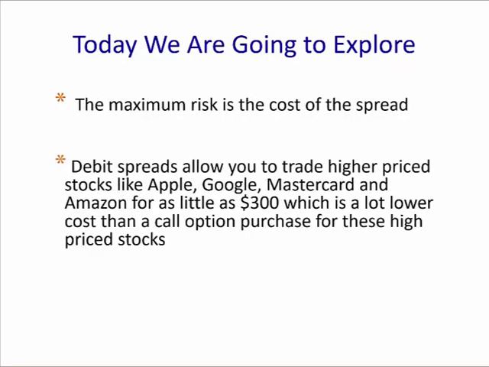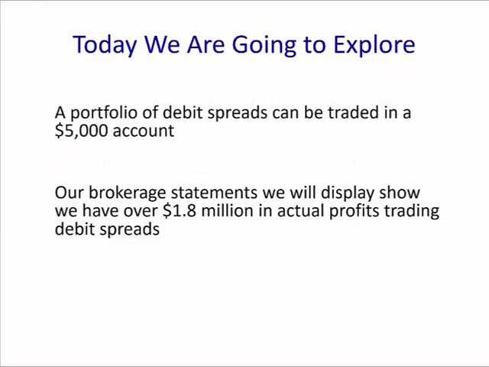Now, the maximum risk for a debit spread trade is the cost of the spread. And one of the neat things about debit spreads is they allow you to trade higher price stocks like Apple, Google, MasterCard, or Amazon for as little as $300, which is a lot lower cost than if you were to purchase an in-the-money call option for these high-price stocks. So this is a way to play the higher price stocks at a low cost. And a portfolio of debit spreads can be traded in a $5,000 account.